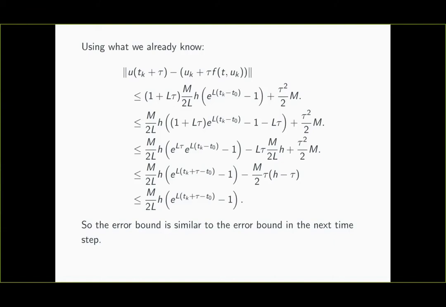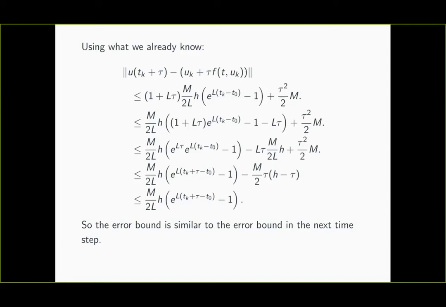Okay, next we do a bit of inequality fighting. So this error at time t_k plus tau, which I want to estimate in Euclidean norm, just plugging in the formula that I have for the Euclidean norm of e_k, I get the following upper estimate, namely (1 plus L times tau) times m over 2L times h times (the exponential of L times (t_k minus t_0) minus 1) plus tau squared over 2 times m.